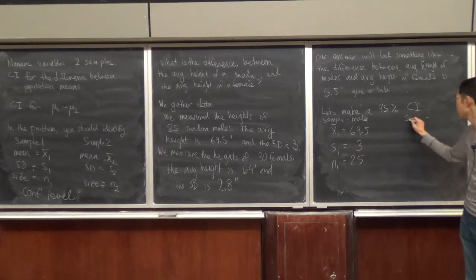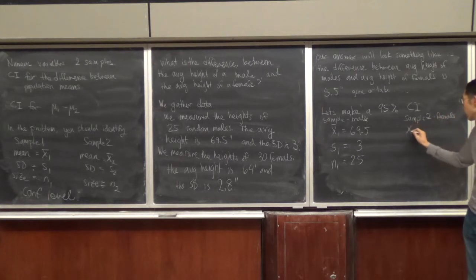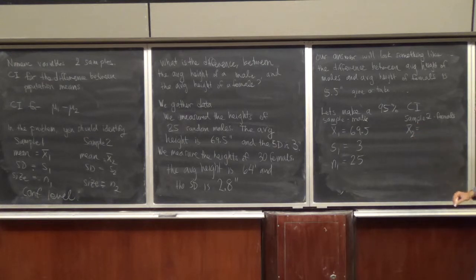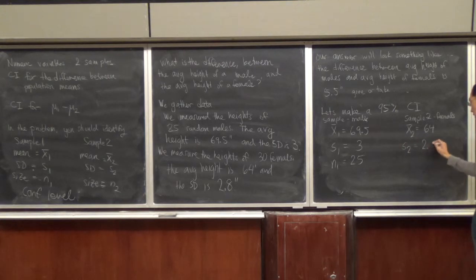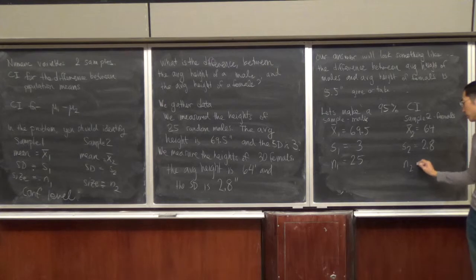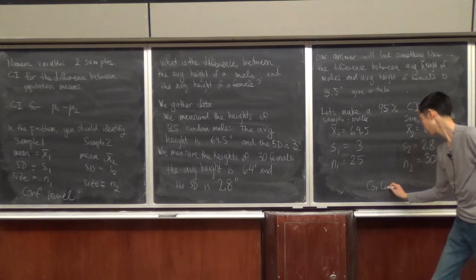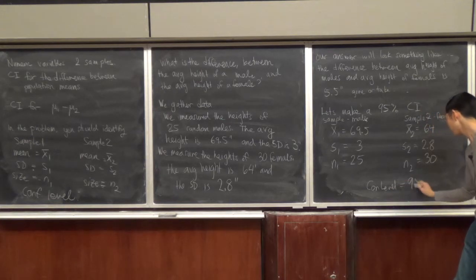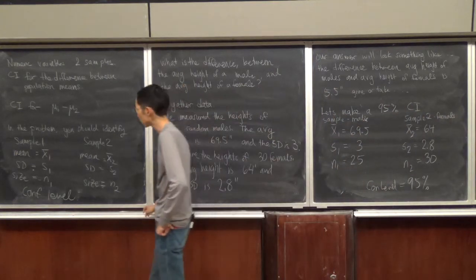Sample 2 will be the females. So what is x bar 2? 64. And S2, 2.8. And N2, 30. And our confidence level? Still 95%. Make sure that when you read a problem, you can pick out all of this information.